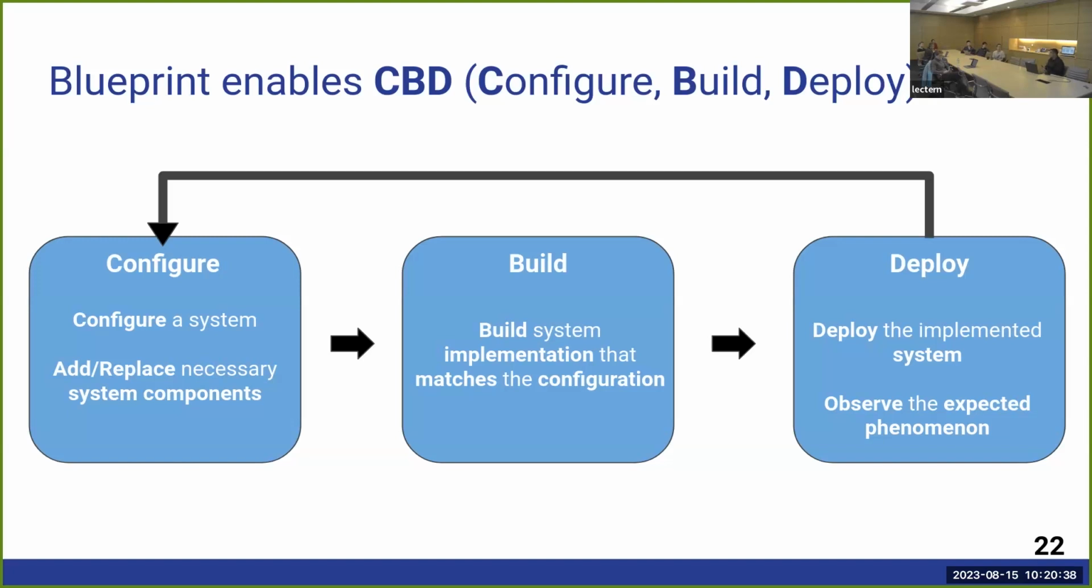So what does CBD stand for? We have divided the microservice application development phase into three different phases. First is configuring the system, which adds or replaces the necessary system components that your application should have. Then there's the build stage, where the Blueprint compiler builds the system implementation that matches the configuration. And then you can deploy the implemented system and observe whatever you wanted to observe, like do a performance measurement, reproduce a specific emergent phenomenon, or just test out whether a new component actually works correctly. And you can iteratively do it over and over again without requiring a lot of manual intervention.